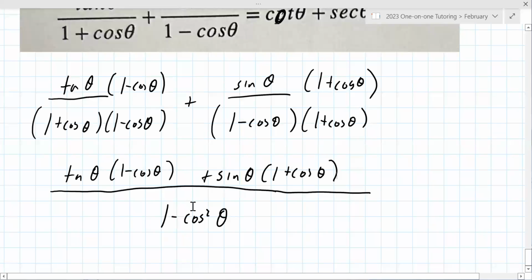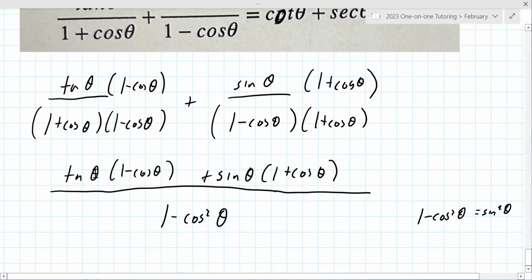And with the top, you might ask, why am I not multiplying in? Well, I'm looking ahead. I know that 1 minus cosine squared theta is really sine squared theta. And I see right away, oh, that cancels with sine. And I know that tangent is sine over cosine, so it will also cancel.